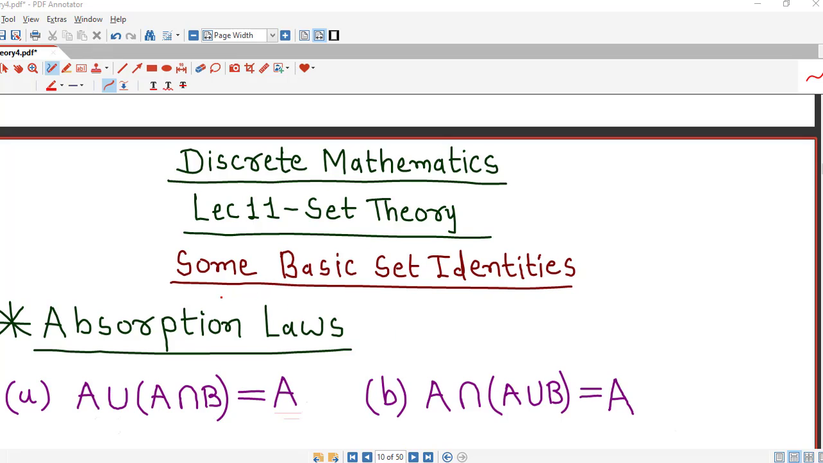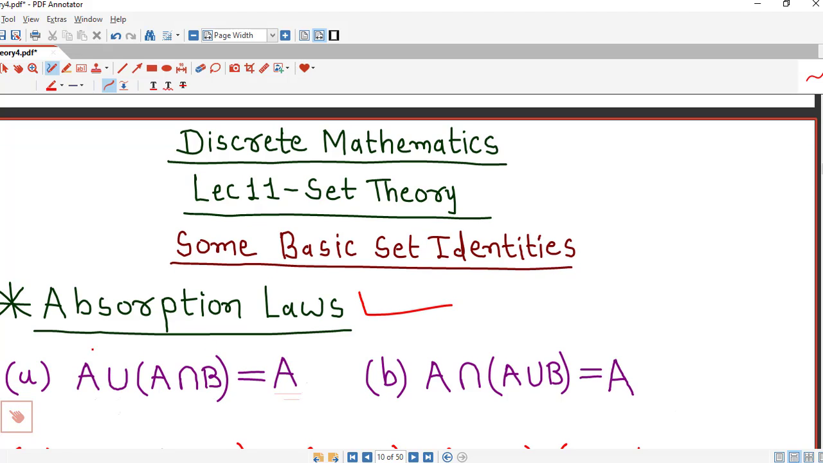In this lecture also we will discuss some basic set identities. We have discussed several set identities in previous lecture. Today we are going to discuss two more set identities in this lecture. The first one is absorption laws. The identities given by this A and B represent absorption laws of set theory.